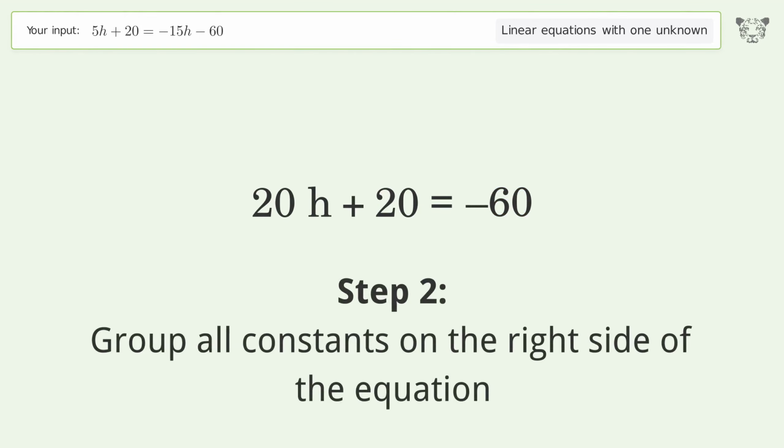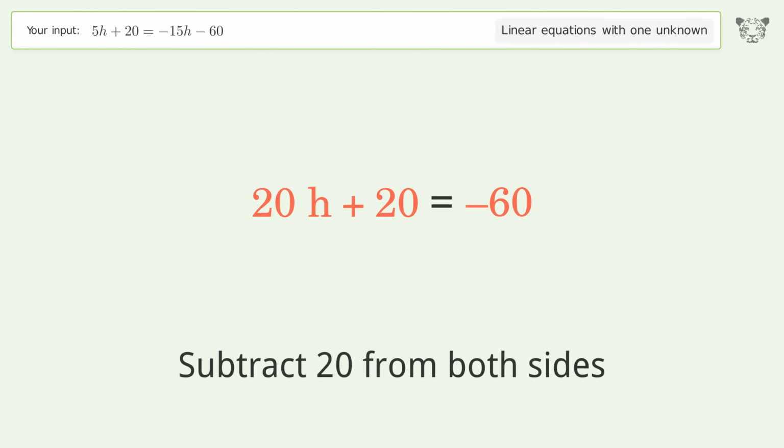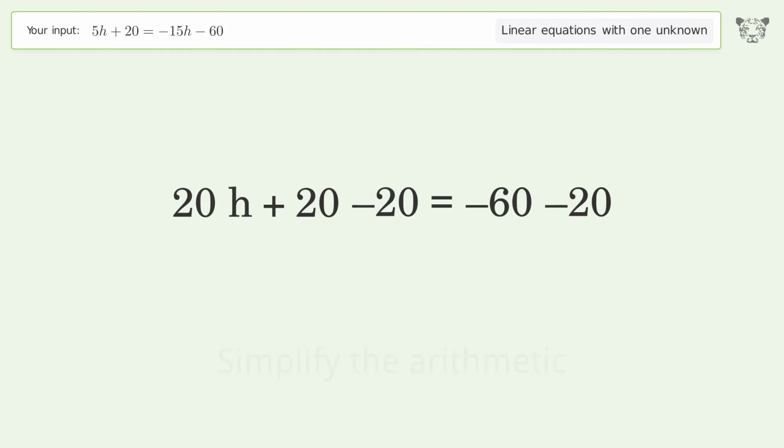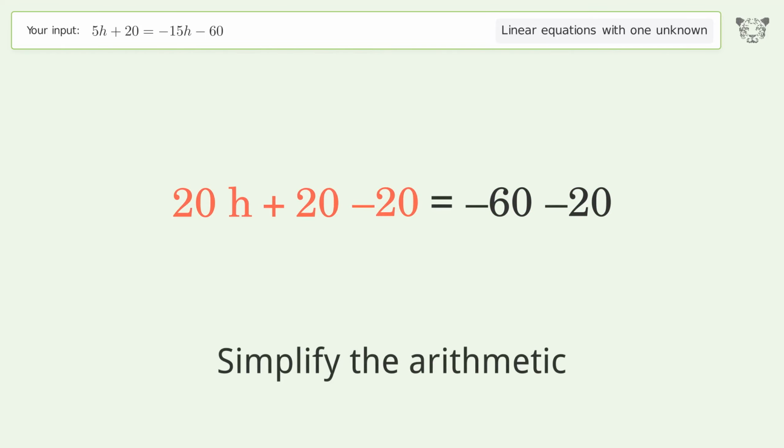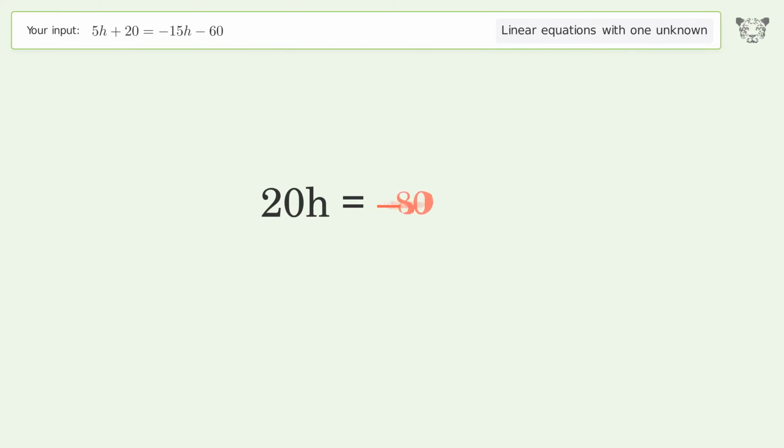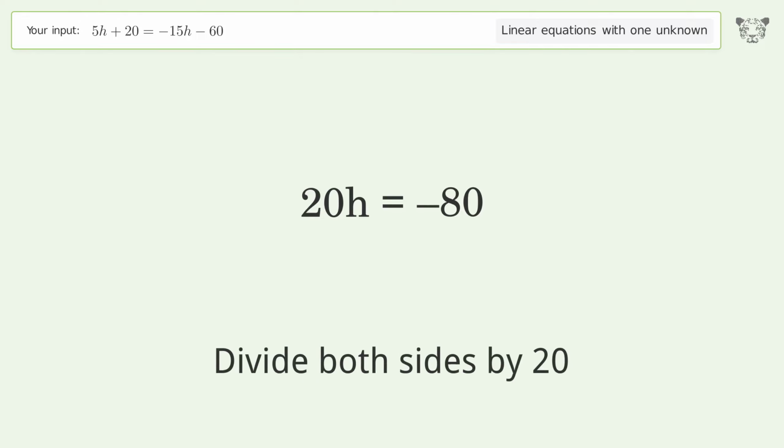Group all constants on the right side of the equation. Subtract 20 from both sides. Simplify the arithmetic. Isolate the h. Divide both sides by 20.